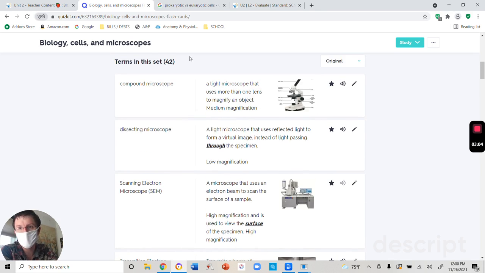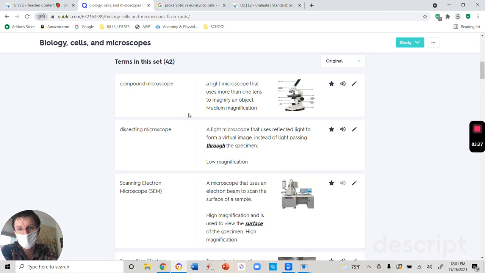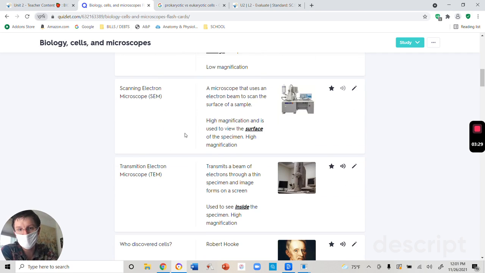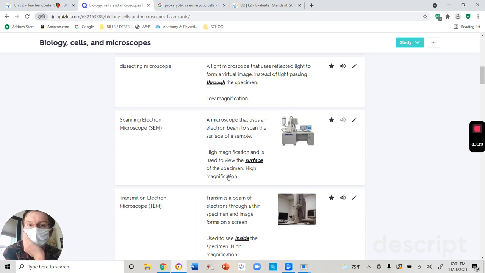It's kind of like the difference between the compound and the dissecting. The compound is looking through it. The dissecting is looking at the surface. The only difference is these two use light and these two use electrons. I know it can get confusing the first time you look at it, but conveniently, this is not the first time you've looked at this. I would just take another look at the flashcards, maybe watch a couple YouTube videos. These things are universal. If you just Google them, they'll show up. So that's all you need to do for those. Understand they want you to know these types of microscopes.